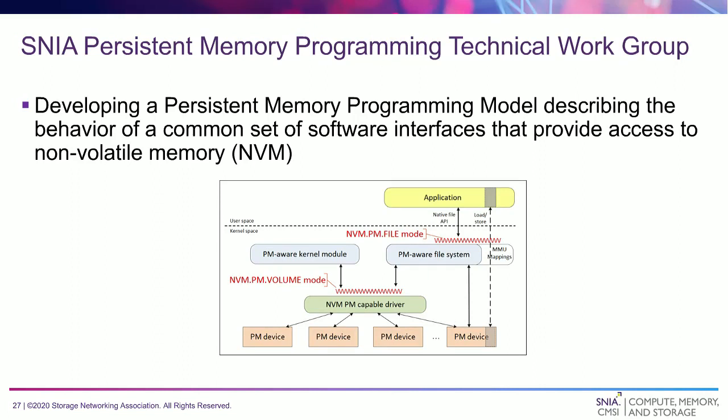So to that, I'm going to talk about a couple of technical work groups as well as a special interest group. The first group to talk about is the SNIA Persistent Memory Programming Technical Work Group, or TWIG. This is where the industry first came together to develop the persistent memory programming model. We wanted to talk about a set of behaviors, or as we would call it, verbiage, for how the software interfaces will provide access to non-volatile memory. And you can see the summary of that contained here in the slide.